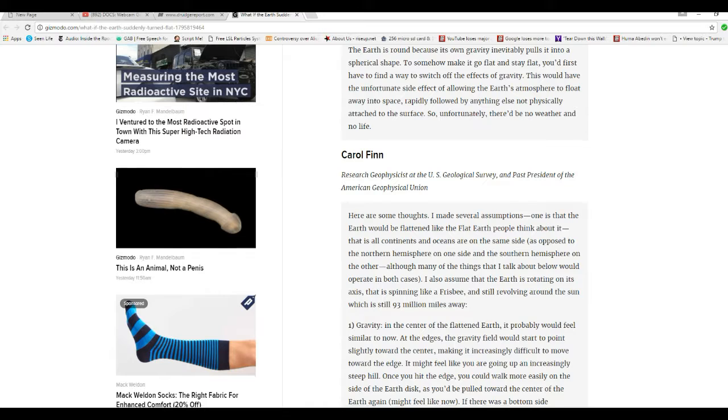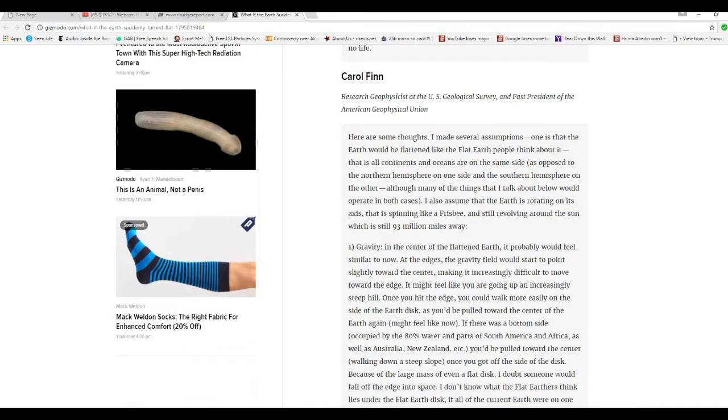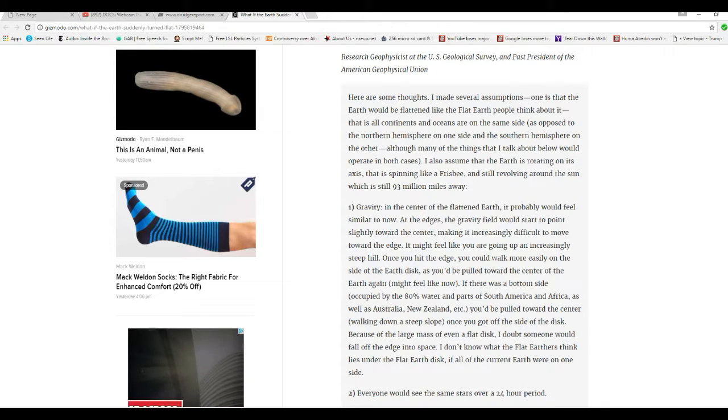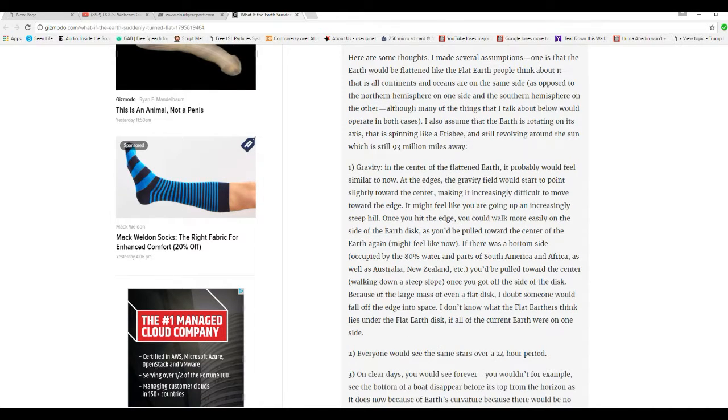I also assume the Earth is rotating on its axis, spinning like a frisbee, and still revolving around the sun, which is 93 million miles away. Gravity on the Earth and the sun, if flat, on Earth would probably feel similar to now. At the edges, the gravity field would start to point slightly towards the center, making it increasingly difficult to move toward the edge. You might feel like you're going up an increasingly steep hill. Once you hit the edge, you can walk more easily inside of the disk.